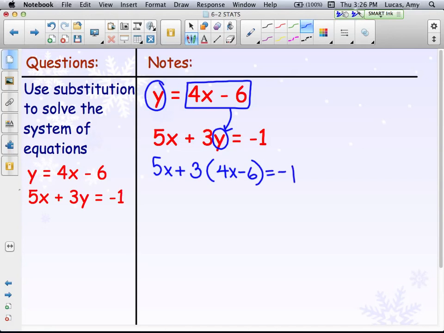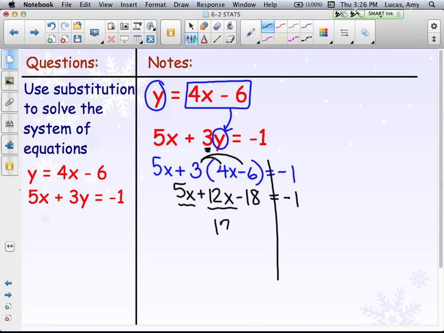It makes a difference because there was a coefficient 3 in front of the y, so I'm going to have to distribute that 3 times 4x minus 6. So that gives me 12x minus 18. And now I can finish solving, combining like terms on the same side. So 17x minus 18 equals negative 1.